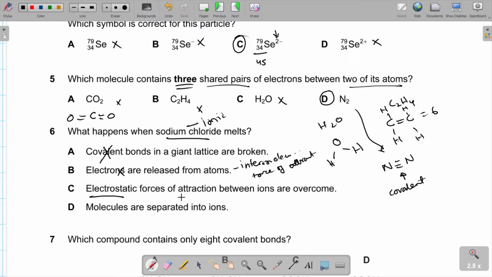Electrostatic forces of attraction between the ions are overcome. Yes, since it's an ionic compound. Molecules are separated into ions. No, molecules are never separated into ions. So the answer is C.